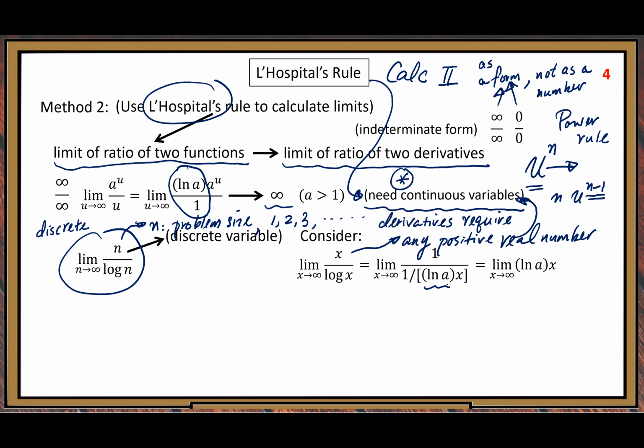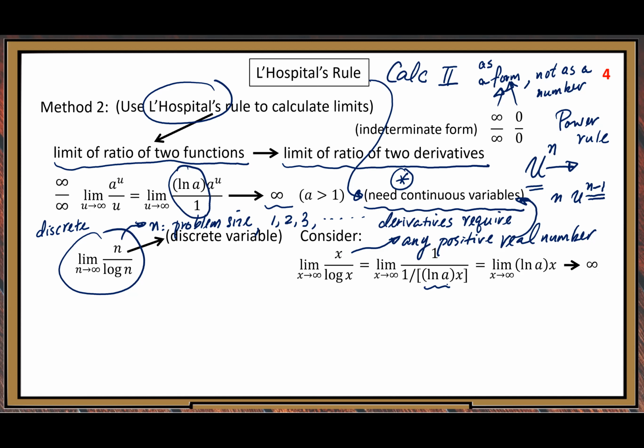This limit function, the natural log of a, the constant, times the variable x, when n goes to infinity, is infinity. But this limit uses the continuous variable, and it goes to infinity.